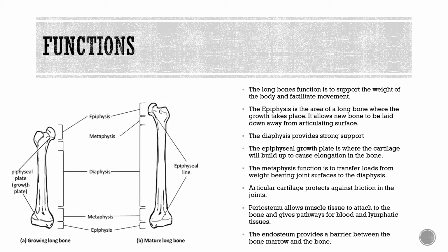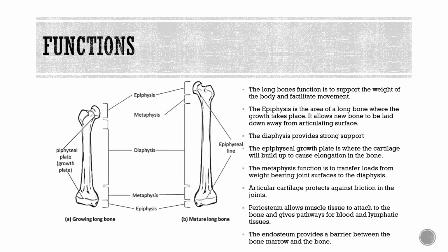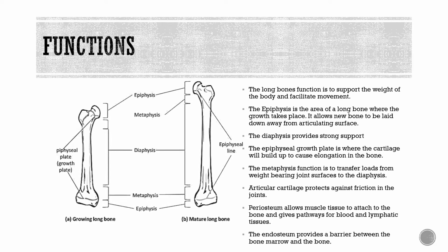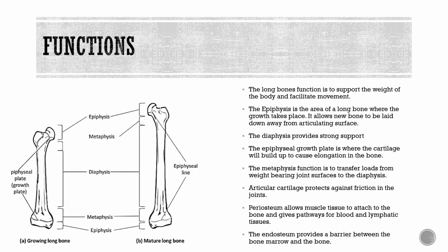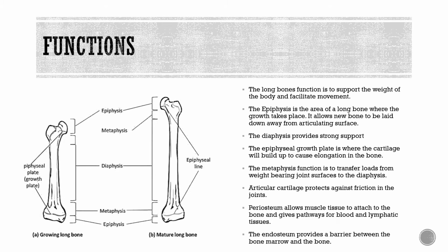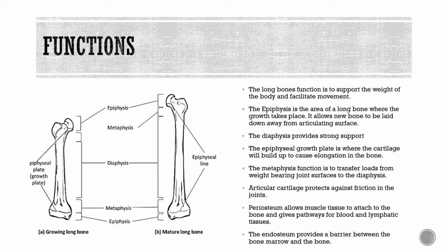The epiphyseal growth plate builds up cartilage so the bone can grow. Transferring loads of weight-bearing joint surfaces to the diaphysis is the function of the metaphysis. The articular cartilage covers the epiphysis to protect it against friction from joints.